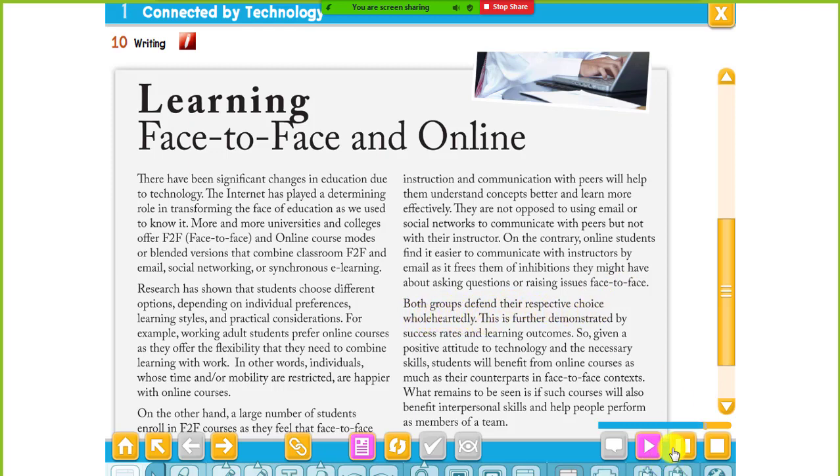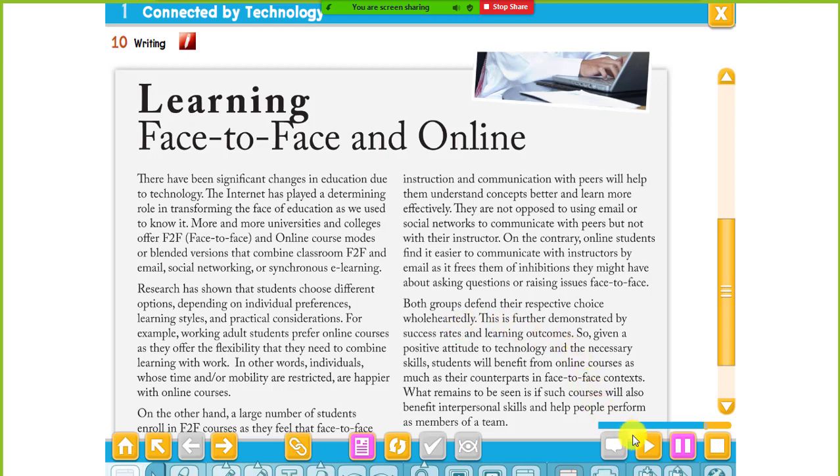This is further demonstrated. Wholeheartedly means sincerely, each one defends their opinion. Wholeheartedly means with sincerity.